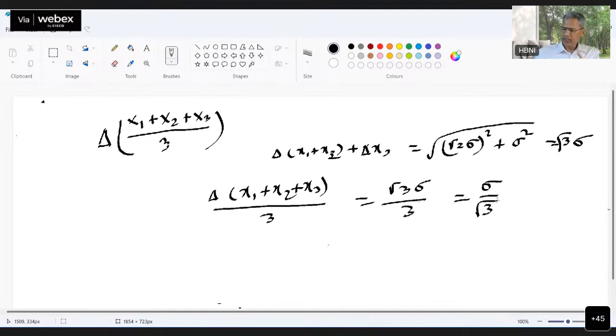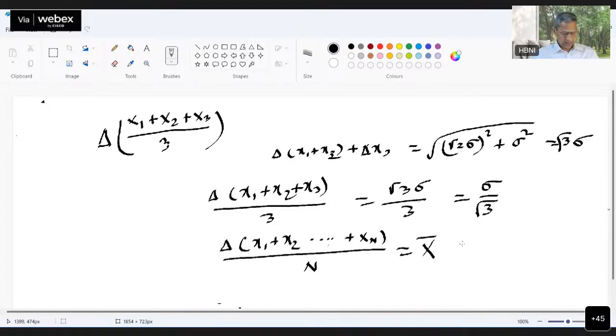This can be generalized to a large number of measurements. So you increase your number of measurements, so the error on x1 plus x2 plus up to xn, divided by n, that is your average mean, can be given as the error on your mean, sigma by root n. This is an amazing, general result.